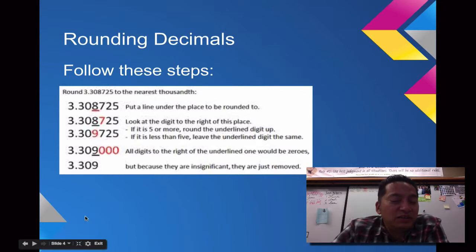So just keep this little reminder in case you're not quite sure what to do. Underlining the place value that you're rounding to is a good way to start. That's it for this section. It's really just a review.